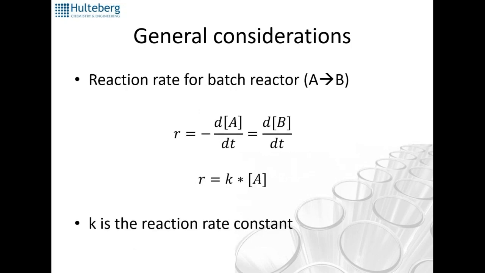Then there's just some general reaction rates. This is more chemistry than catalysis, but we need this for the discussion later on. So if you have a batch reactor and we have a reaction A going to B, the reaction rate is defined as the negative time derivative of component A and the positive time derivative of component B. And we can define the reaction rate as r, which is a rate constant times the concentration of a component.